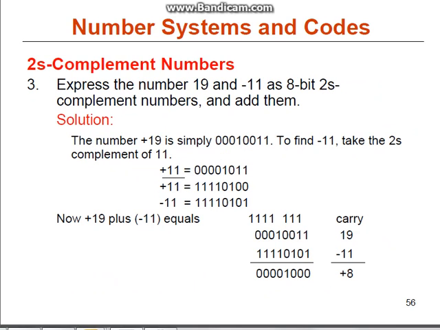So this is another example. Express 19 and negative 11 as 8-bit 2's complement. Worry not if you are in doubt sometimes about how many bits you should be expressing. Always remember to read the question properly. The questions usually will indicate how many bits they require. So follow the number of bits that they require so that you don't go off track of whatever answer you're not supposed to get. Alright, same way of how you get it.